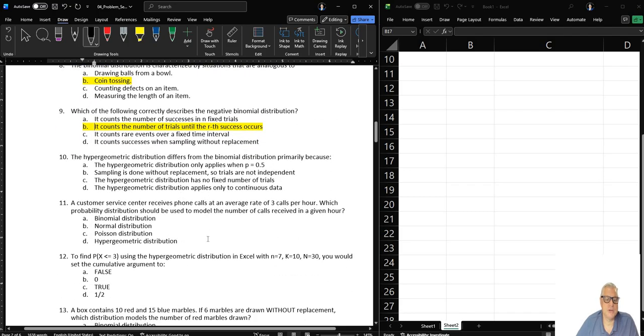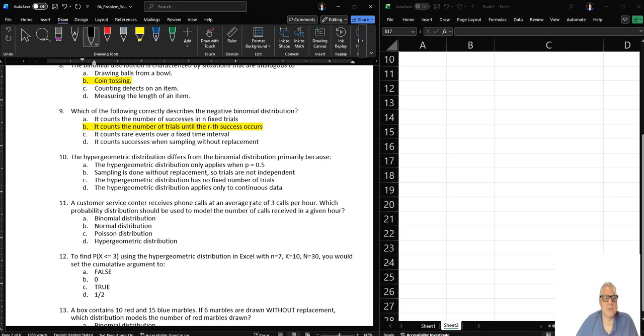The hypergeometric distribution differs from the binomial distribution primarily because the hypergeometric distribution only applies when p equals 0.5. No, that's bogus. Sampling is done without replacement, so trials are not independent. No, that's also wrong, because the only case where we have without replacement is the hypergeometric. The hypergeometric distribution has no fixed number of trials. No, the hypergeometric distribution applies only to continuous data.